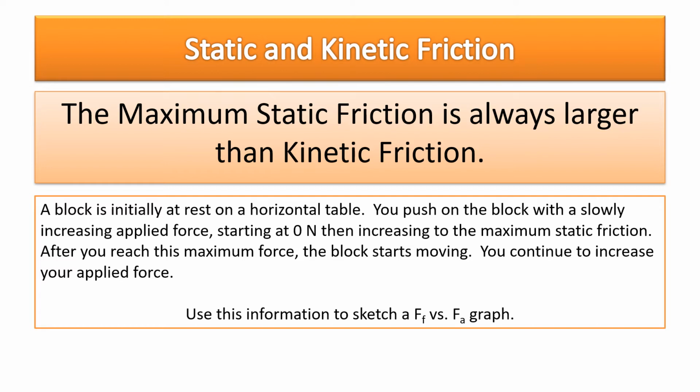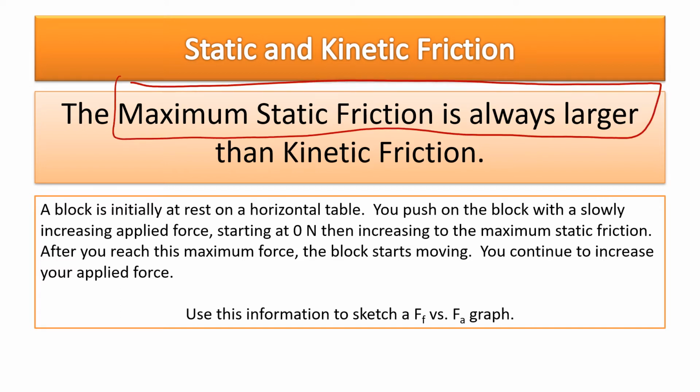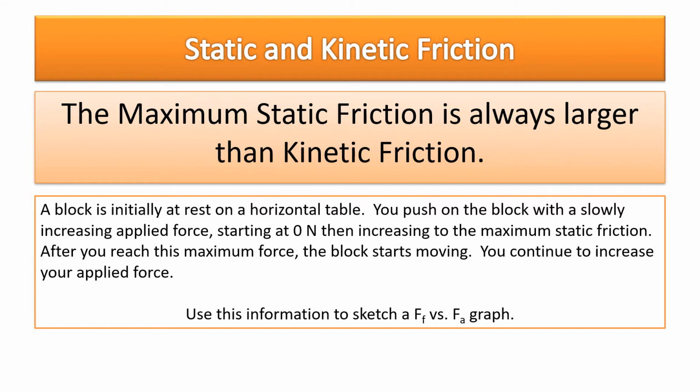You have to give it a little bit of a push to get it going, and then once it's going, it's easier to keep that object in motion. And that's because the maximum static friction is larger than the kinetic friction. It's easier to move the object because the kinetic friction is less than that maximum static friction that's holding the object in place. So anyway, what do you think a graph of this might look like?